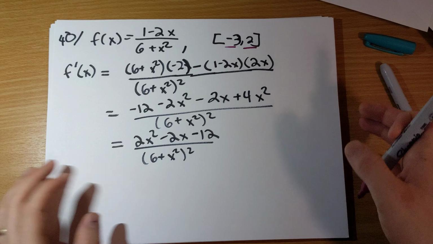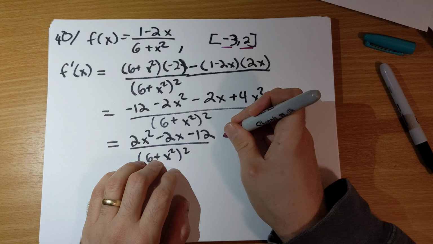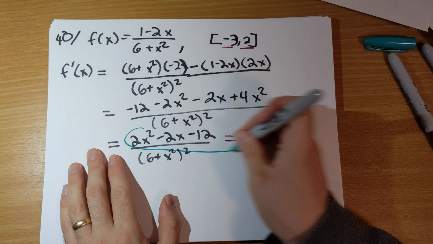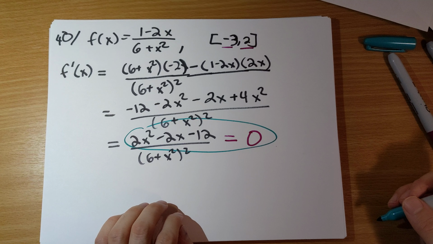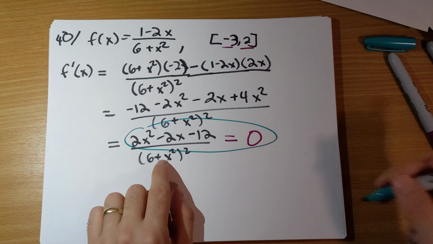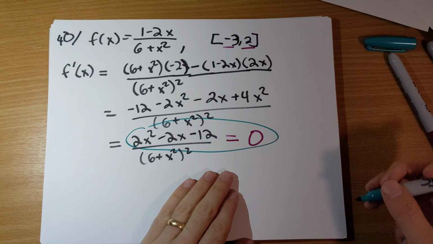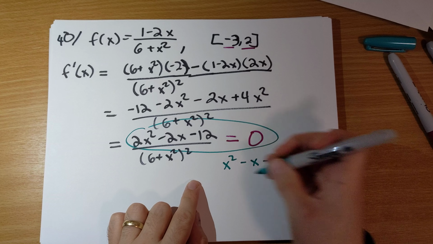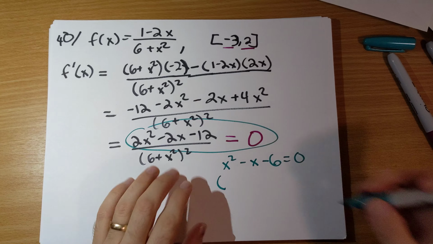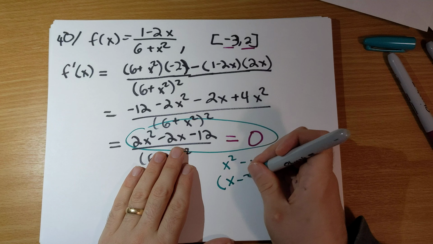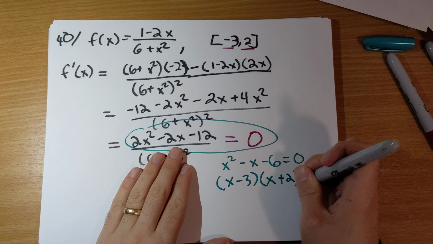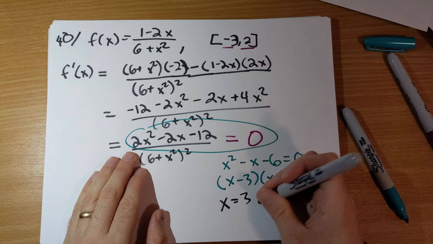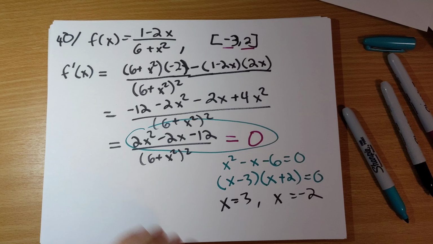So, okay, what we need now is that we want to set this equal to 0. And for this, all we have to do is look at this line right here, the numerator. Dividing both sides by 2, we get x squared minus x minus 6 is equal to 0. And this factors nicely. This factors as x minus 3 times x plus 2 is equal to 0. So there's two solutions of this. X is equal to 3 and x is equal to -2.